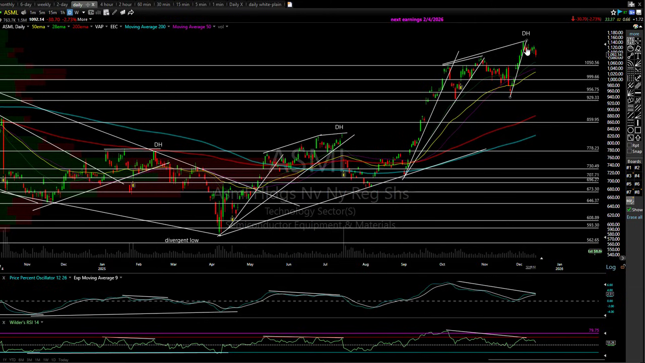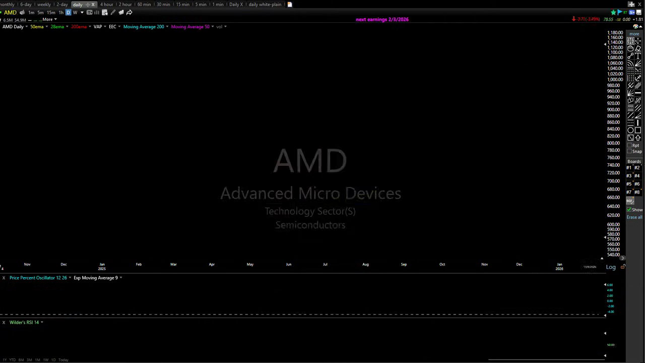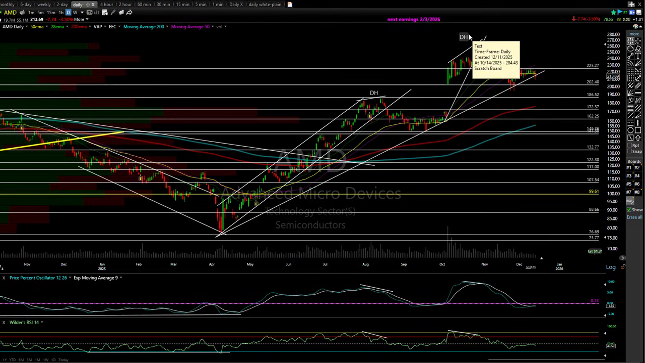ASML, divergent high, trend line break, moving lower. AMD, divergent high, bearish rising wedge breakdown. Came down here. It's been testing this trend line right now. So if we close a little lower or take out today's lows, or especially close below today's lows, we will have taken out this nice, well-defined uptrend line.